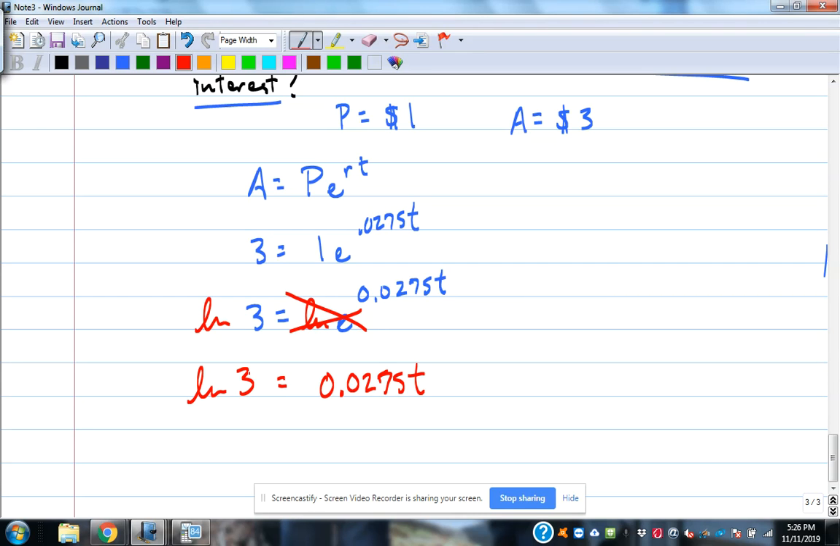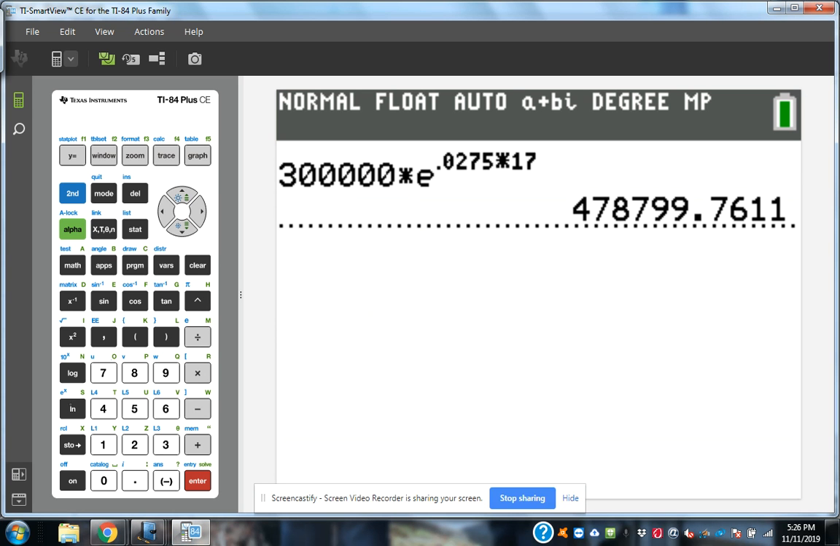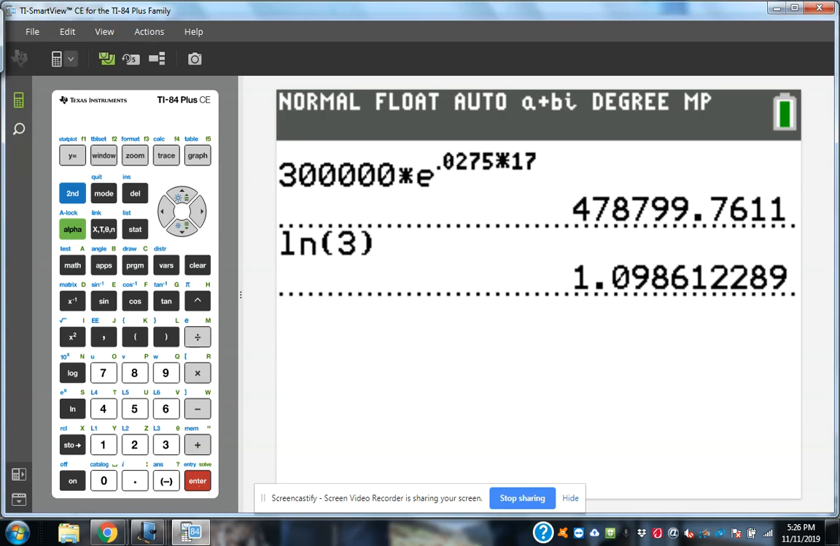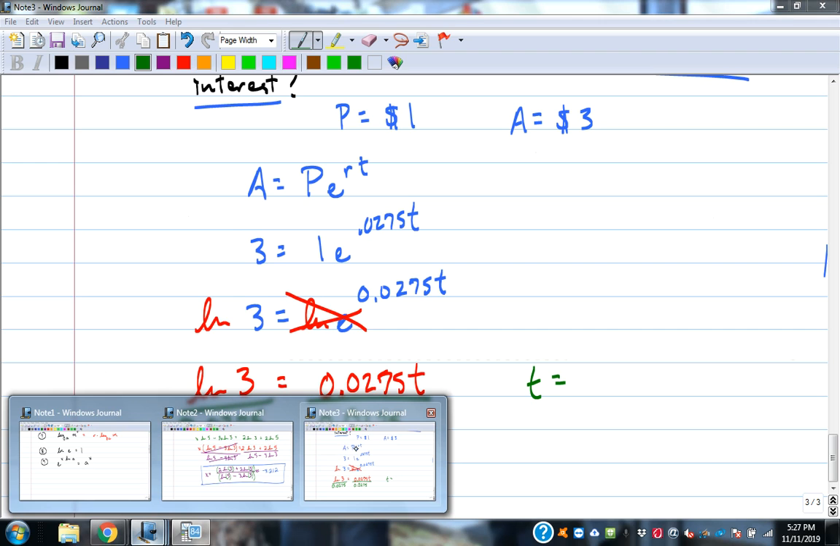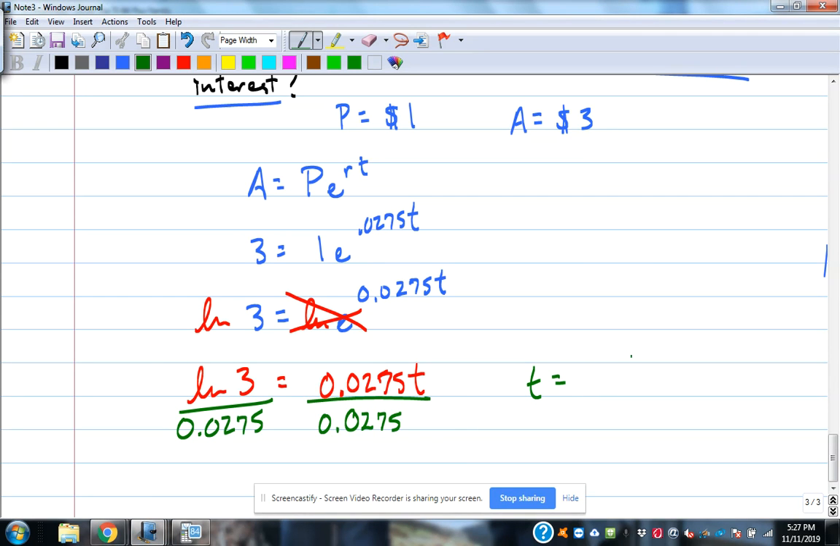And what do we know the natural log of 3 is, big picture wise? Just a number. So I'm going to divide the natural log of 3 by 0.0275. So I'm going to do the natural log of 3, divide that by 0.0275. And it only takes me almost 40 years at that interest rate.